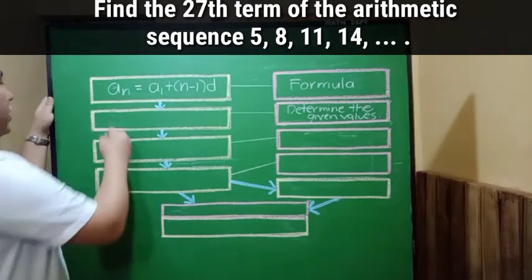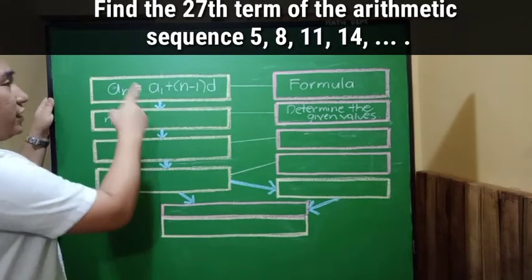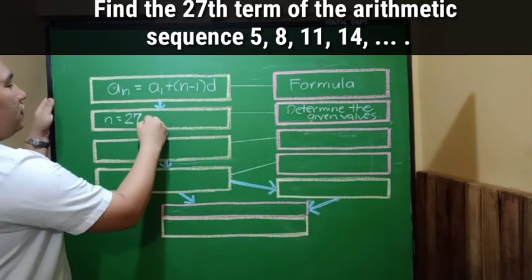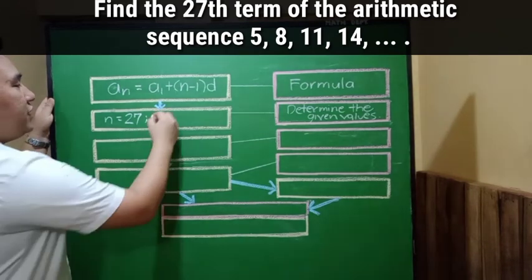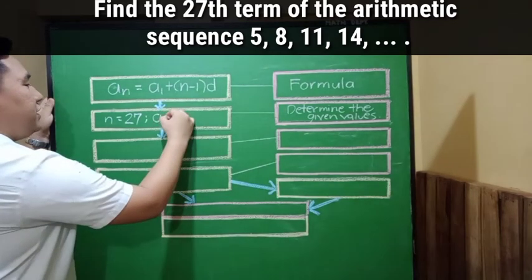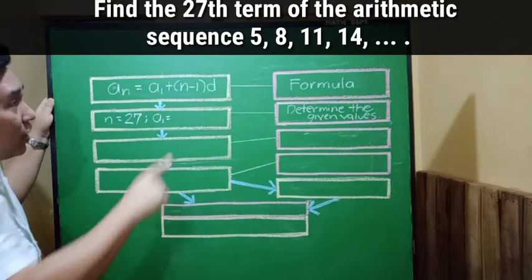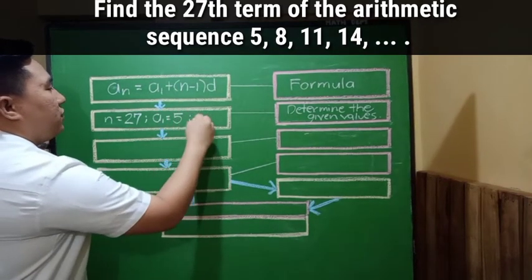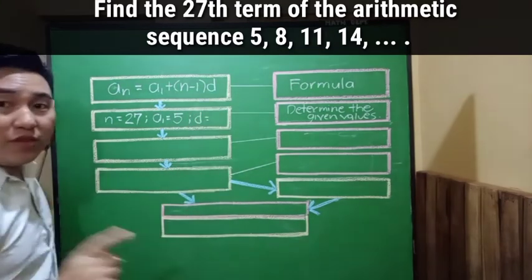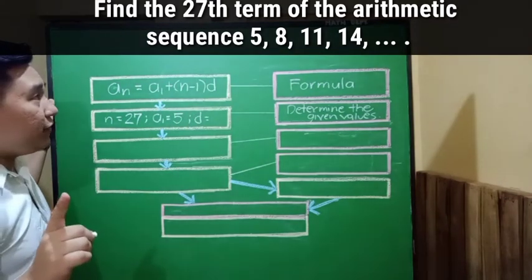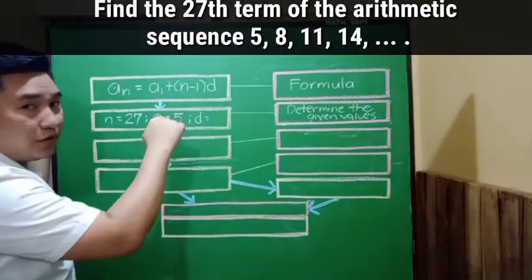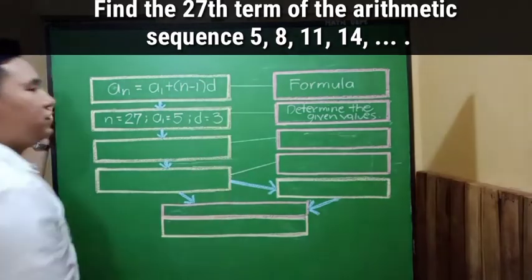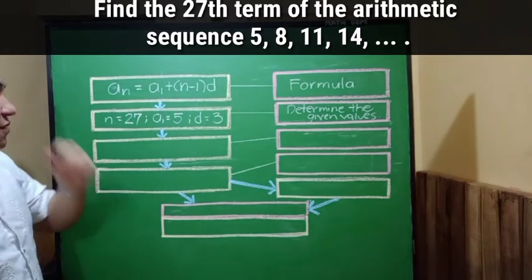So our n here, the given term, is 27. Then our a sub 1, again, a sub 1 here is the first term. Our first term here is 5. And of course, the d, the common difference. How do we get the common difference? Subtract the second term minus the first. 8 minus 5, we have 3. So the second procedure here is determine the given values.